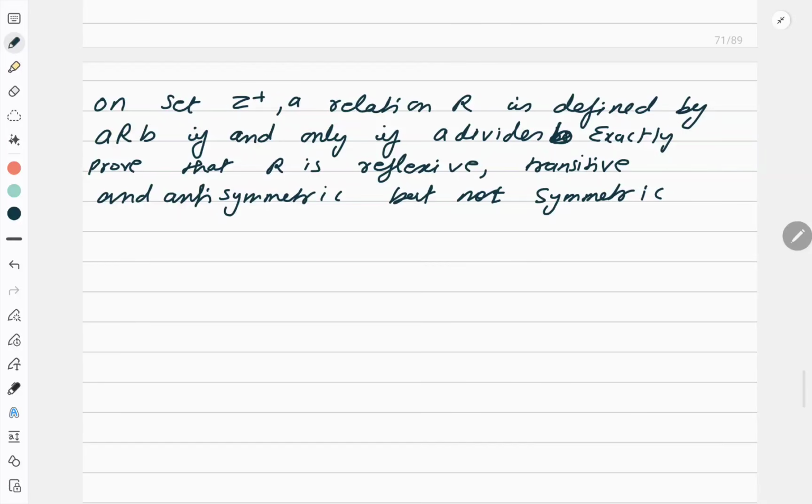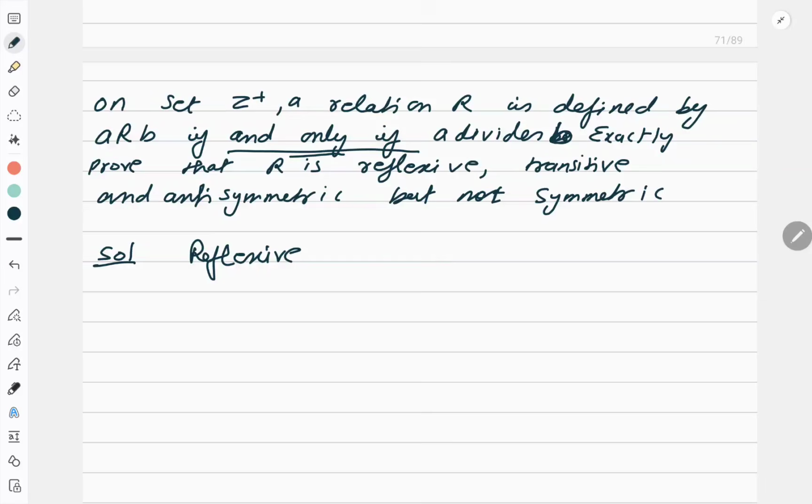Okay, now let's come to this. On the set Z plus, meaning all positive integers, a relation is defined: A is R related to B if and only if A divides B exactly. For example, 2 divides 6, 3 divides 6. So prove that R is reflexive, transitive and antisymmetric but not symmetric. Okay, so let us start with this. First they want me to show it is reflexive.